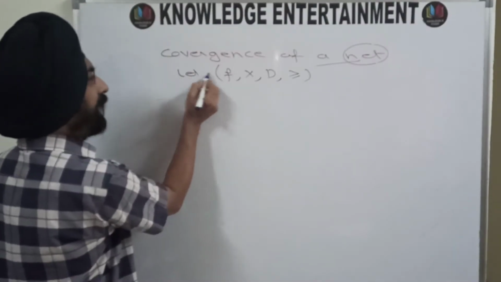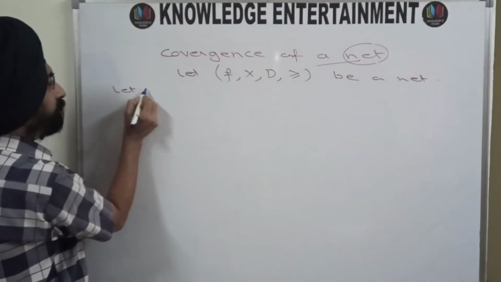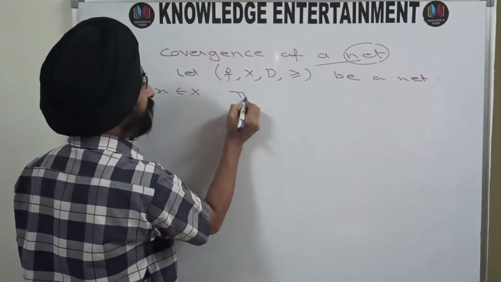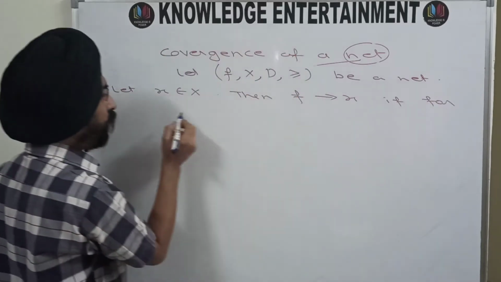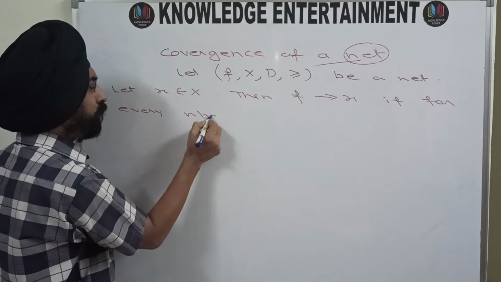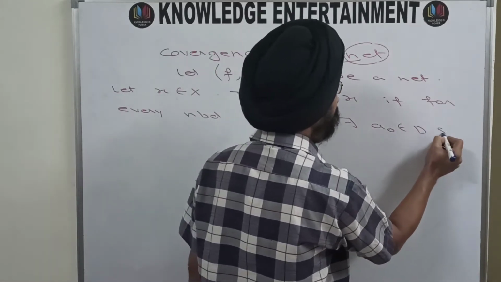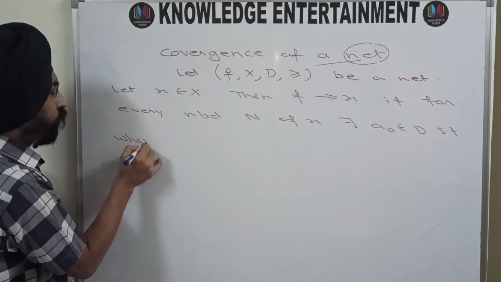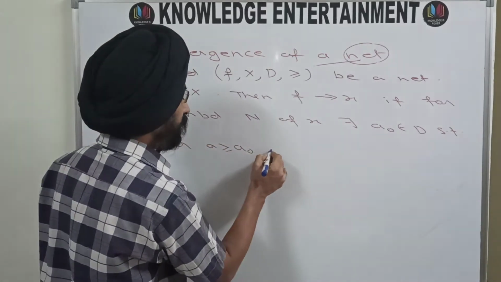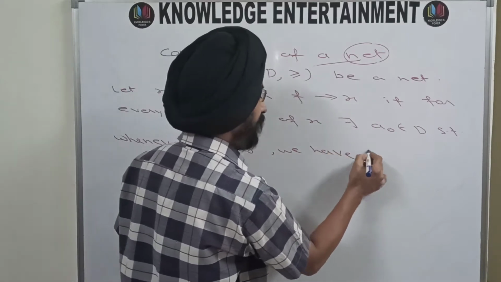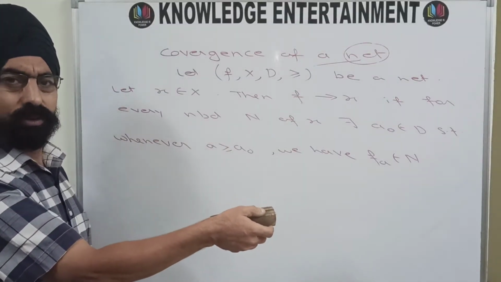So let fa, a in D greater than or equal to, be a net, and let x be a point of X. Then f is said to converge to the point x if for every neighborhood n of x there exists a naught in D such that whenever a is greater than or equal to a naught, that means a follows a naught, we have fa belonging to n.